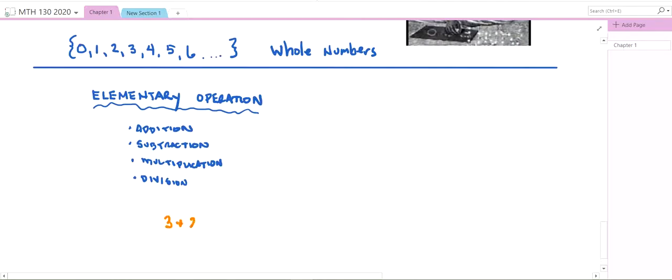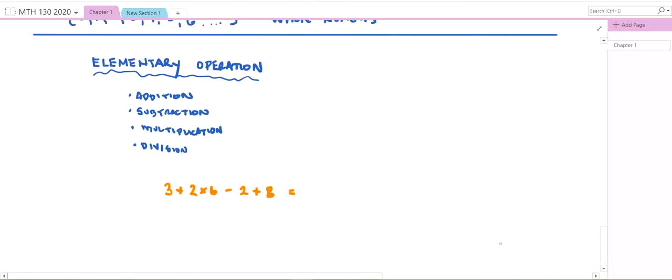3 plus 2 times 6 minus 2 plus 8 equals. So I have this simple relationship written down here. Well, the question is, what do we do first? Do we do this 3 plus 2?